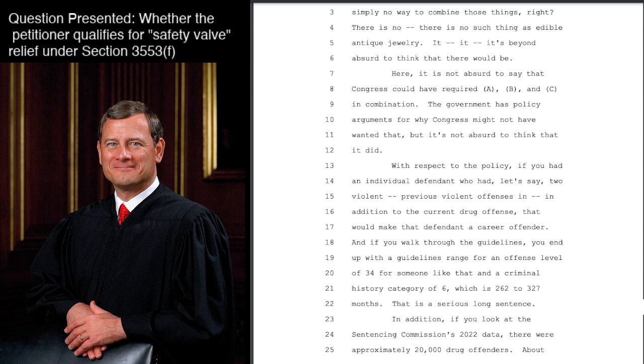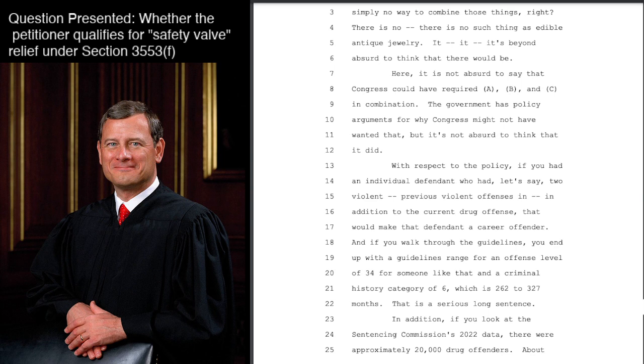With respect to the policy, if you had an individual defendant who had, let's say, 2 previous violent offenses in addition to the current drug offense, that would make that defendant a career offender. And if you walk through the guidelines, you end up with a guidelines range for an offense level of 34 for someone like that and a criminal history category of 6, which is 262 to 327 months. That is a serious long sentence.